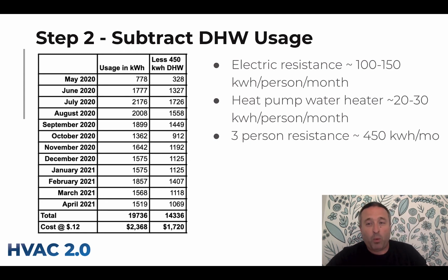If they have a heat pump water heater, that's way, way less. That is, from watching Ream tanks, somewhere between 20 and 30 kilowatt hours per person per month. So I'm going to do an educated guess here that this 3-person household is about 450 kilowatt hours per month. That's probably accurate, plus or minus 50 kilowatt hours, something like that.